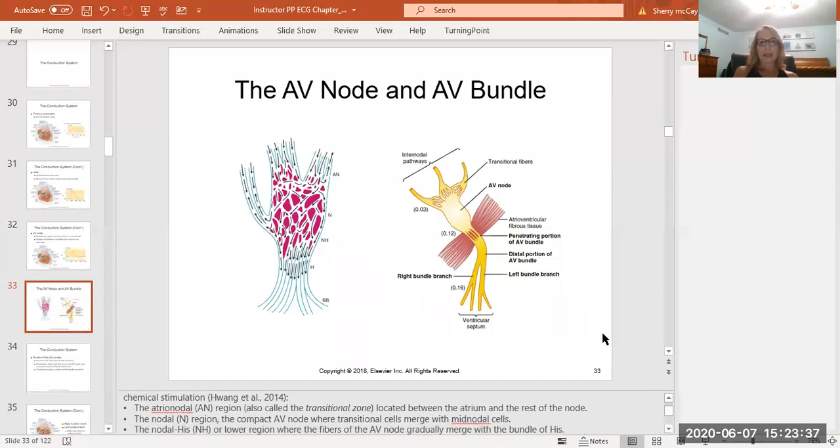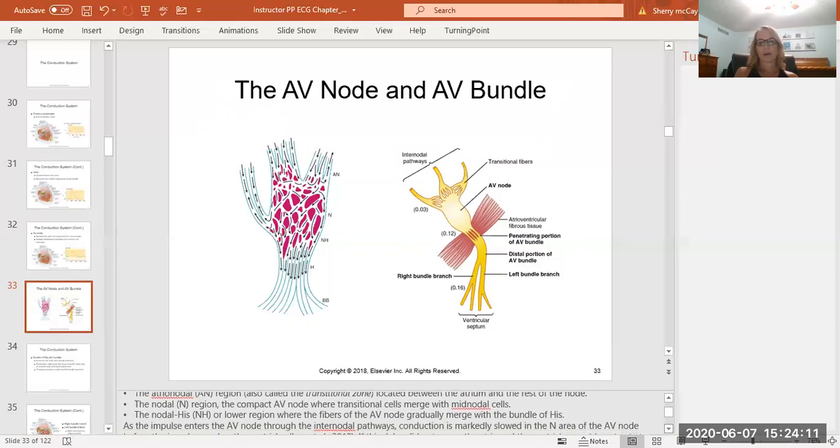The AN region, or the atrionodal region, is also called the transitional zone, located between the atrium and the rest of the node. Then you've got the nodal region, or the N region, the compact AV node, where transitional cells merge with the midnodal cells. And then you've got the NH area, or the lower region, where the fibers of the AV node gradually merge with the bundle of His.